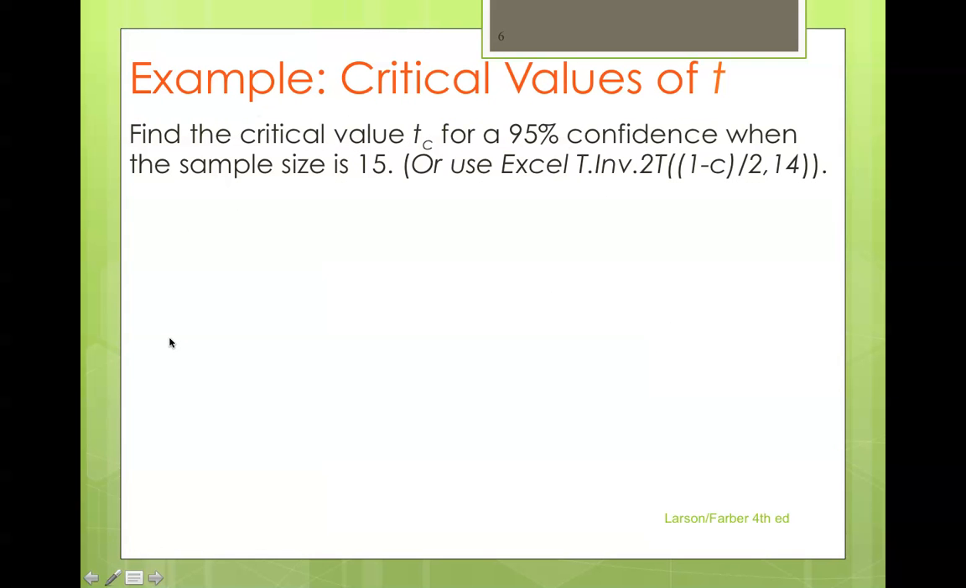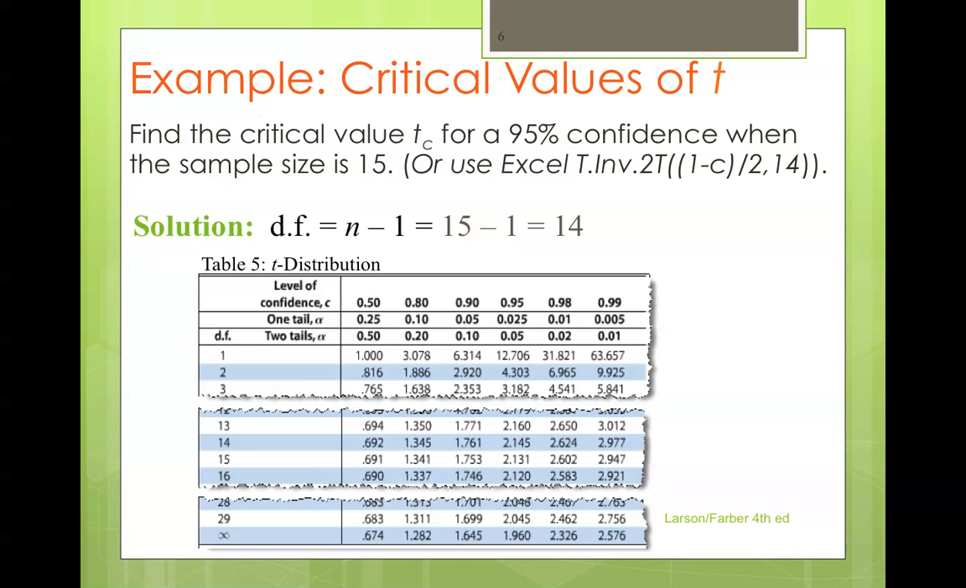So find the critical value, tc, for 95% confidence when the sample size is 15. First you can use a table. You find degrees of freedom by taking n minus 1, which is 15 minus 1, or 14. So go down the left-hand side and find 14 degrees of freedom, and then go across the top and find 0.95, which is our confidence, and we get 2.145.